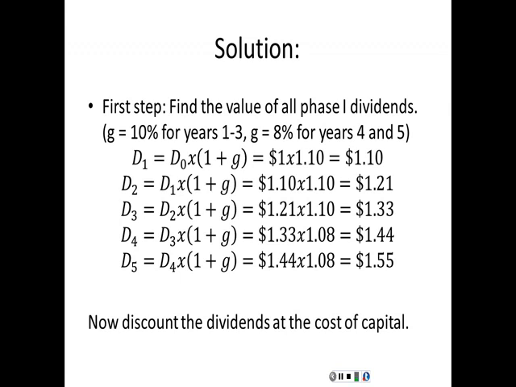So now we shift our growth rates. At year 4 we grow at 8%. So we take the year 3 dividend of $1.33 and we multiply by 1.08, or 1 plus the growth rate, and we repeat for year 5. So we have our 5 dividends now for phase 1.